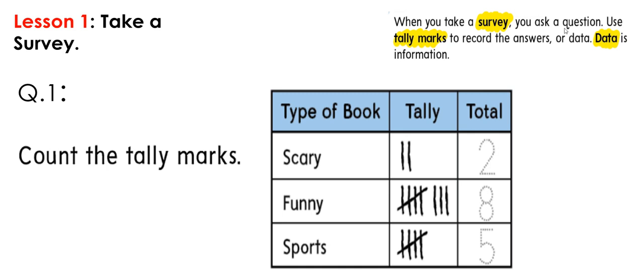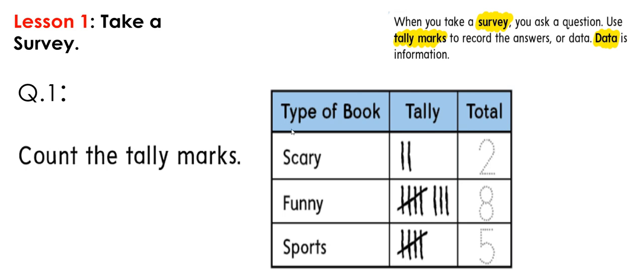When you take a survey, you ask a question. Use tally marks to record your answers or data. Data is the information that you get. So this is what we do when we take a survey. Now we have this here. Can you remember what this is? These are tally marks. So when we take a survey, we use tally marks to record the answers, which are these. These are called what? Yes, the tally marks.